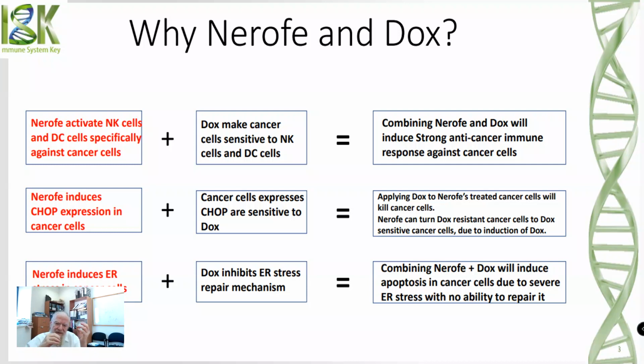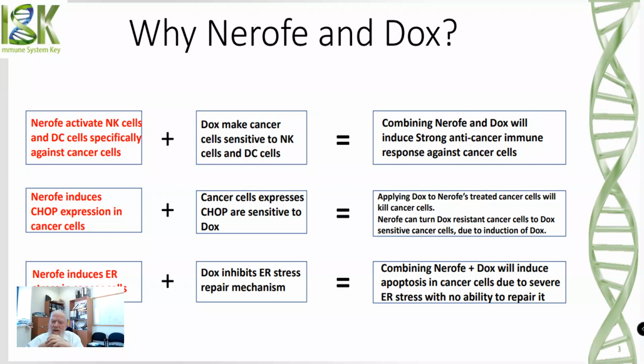From the other side, the cancer cells are expressing the eat me signal for the NK cells and dendritic cells, and they are attracted to the cancer cells, which are now also highly sensitive to NK cells and dendritic cells because they were treated with doxorubicin. So this combination is a great combination.